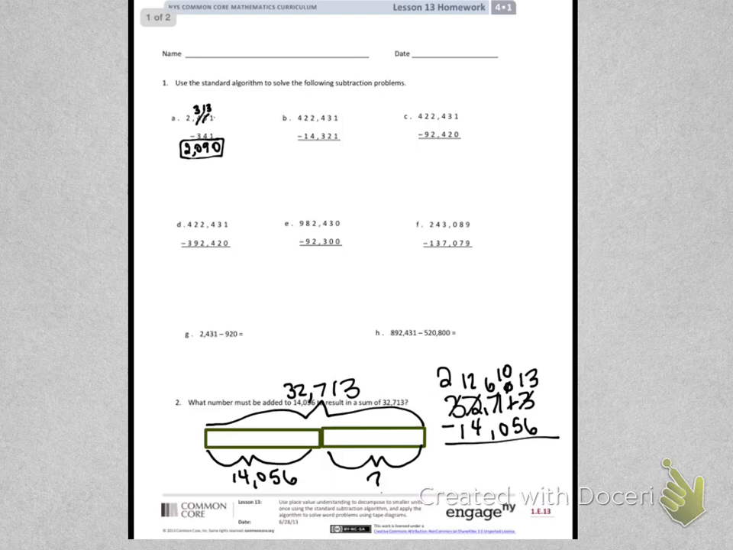13 subtract 6 is 7. 10 subtract 5 is 5. 6 minus 0 is 6. 12 minus 4 makes 8, and 2 minus 1 makes 1. So what number must be added to 14,056 to result in a sum of 32,713? 18,657 must be added.